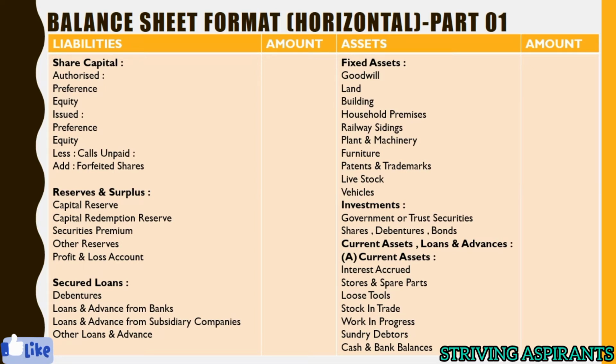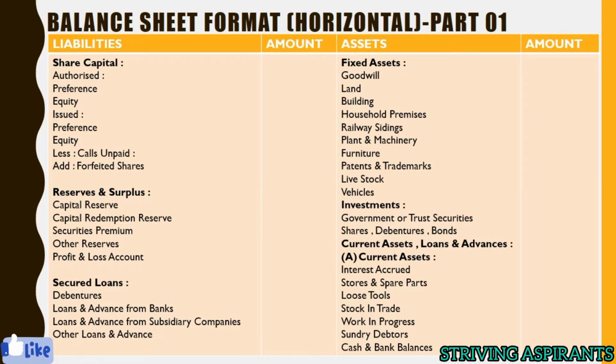First one is share capital. Under share capital we will add authorized preference and equity shares. We will give the amounts. Then whatever issued share capital, that amount we will add both equity and preference share capital. Then if there is any unpaid calls for the shares, then that amount will be deducted, and if there is any forfeited shares, that amount will be added.